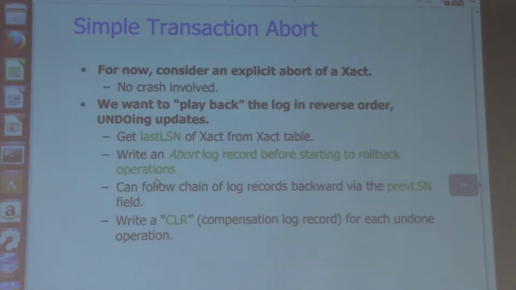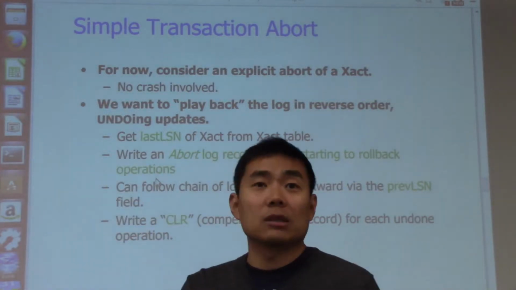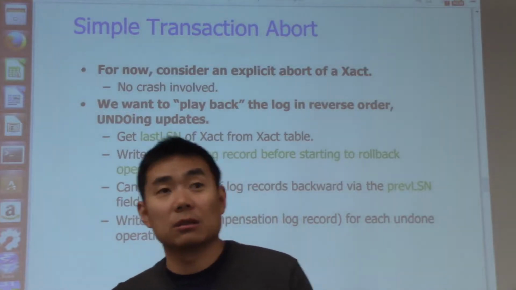Simple abort. Simple abort means it's not a forced abort by the system. Rather, the transaction wants to abort itself for whatever reason. You get the lastLSN from the transaction table, the TT table, and you write an abort log record before you start rolling back the actions. And then you simply do what? You simply do undo operations.